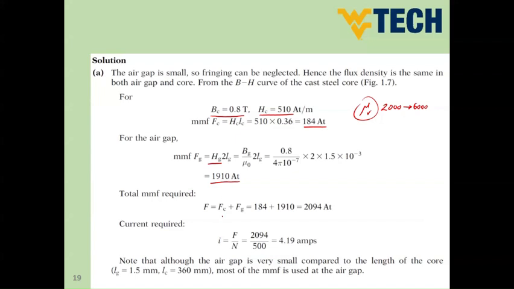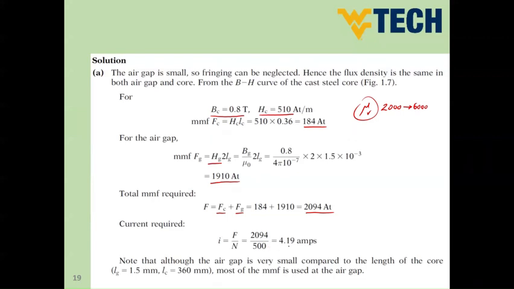Now, in order to continue and calculate the current, you know that from Ampere's law, we mentioned that summation HL equals NI. So summating HL, or the force in our magnetic circuit, F core plus Fg equals total F, which is N times I. So this is the total MMF, 2094 ampere turn. So now we can use the number of turns, 500 turns, in order to calculate the required current.